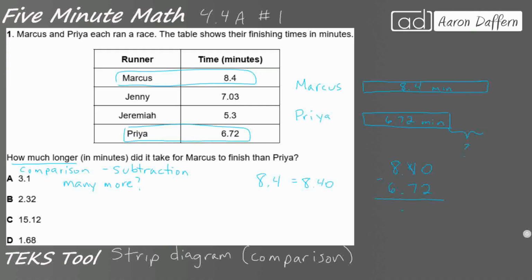So we're going to borrow a tenth, leaving 3. It's going to give us 10 hundredths. Now 10 hundredths minus 2 hundredths is 8 hundredths. I can't take 7 tenths from 3 tenths, so I need to borrow a whole, leaving 7. Now I've got 13 tenths. 13 tenths minus 7 tenths, that is going to be 6 tenths. And then 7 minus 6 is 1. So how much longer did it take? 1.68 minutes, D.